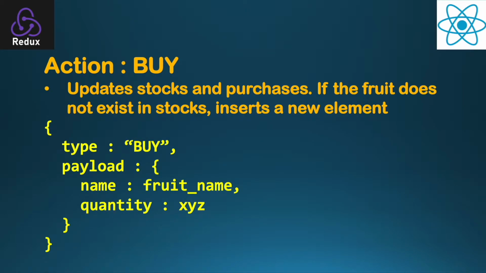What are the actions that are defined here? So there is an action buy which updates stocks and purchases. So that's buying fruits. If the fruit does not exist in stocks, it inserts a new element. So there is a buy. The type is buy and the payload is the name of the fruit and the quantity.